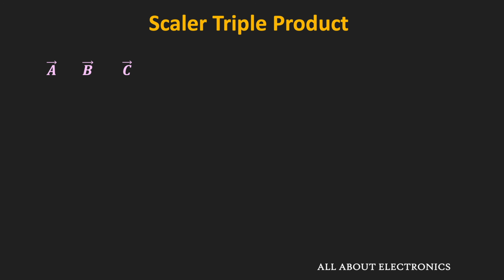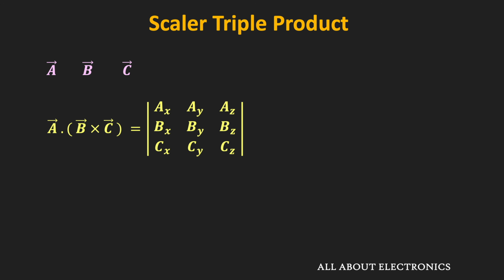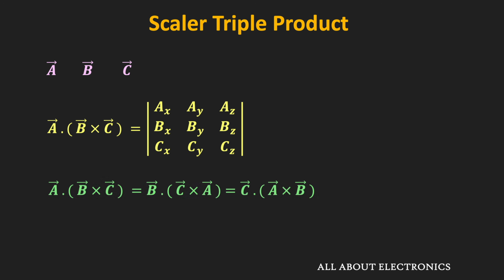For the three vectors a, b and c, their scalar triple product, that is a dot b cross c, can be given by this determinant. And as you know, in case of the determinant, the cyclic permutation of the rows will not change the determinant value. So we can say that this a dot b cross c is the same as b dot c cross a, and that is the same as c dot a cross b. So in this way, with the help of the determinant, we can find this scalar triple product. And as we have seen, the result of this scalar triple product will be a scalar quantity.